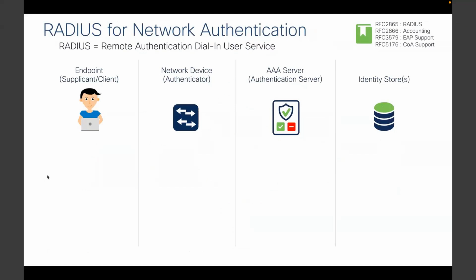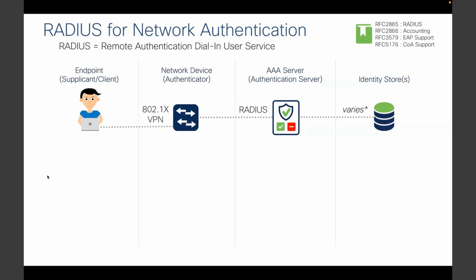But the idea is you have an endpoint that wants to come in, and you could be doing a layer 2 802.1x connection, or you could be on VPN. And then we're going to do a Radius authentication based on those user credentials to our AAA server. And then it is going to consult an identity store to see if those credentials match, obtain the group, and then authorize that user to the network.